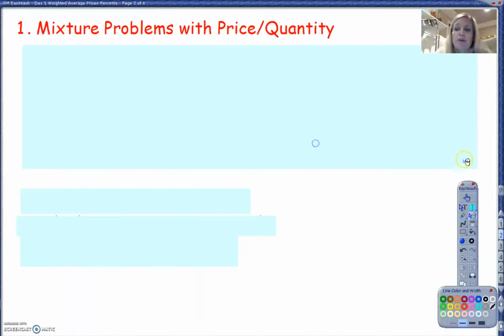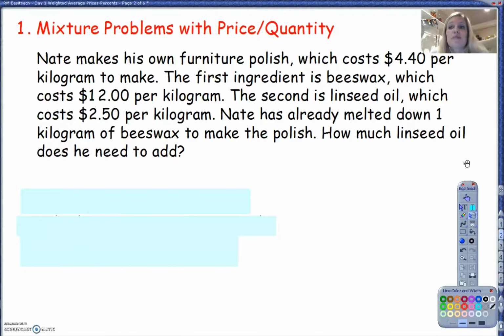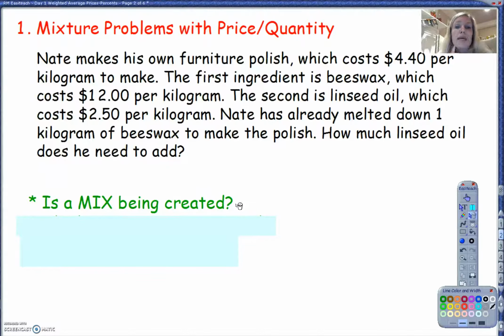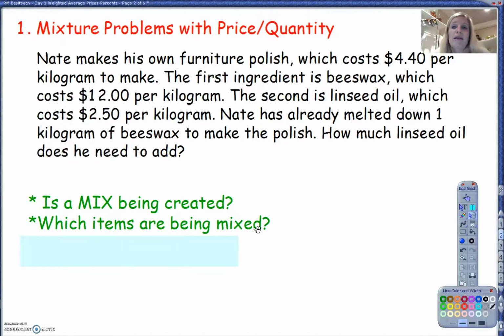All right, I'm going to show you a word problem. I need you to write this word problem down. Take a moment to read it because it's got a lot of stuff in it. We're going to go over how to set up a table to help solve this. As you're reading it, these are some things you need to think about: is a mix being created, because eventually we're going to do other types of problems; which items are being mixed, because that's what's going to help you set up your table; and what is being created. Pause so you can finish copying this down.